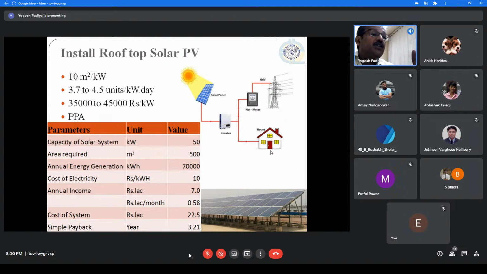It means your earlier bill, which was for 1,000 units, 1,000 into 10 rupees, so 10,000 rupees, suppose, was the bill coming per month. Now it will come 5,000 rupees per month because of net metering. But a net metering option is not given for a large capacity system. So there people are purchasing the land, and from the land they are producing the power and giving it to the grid.